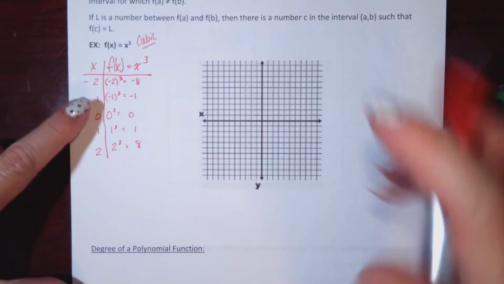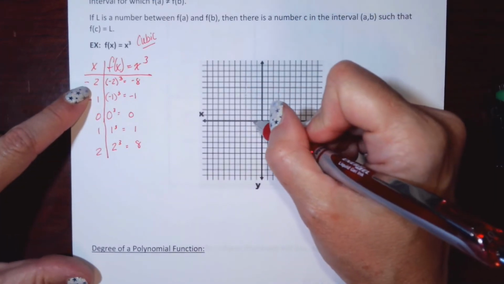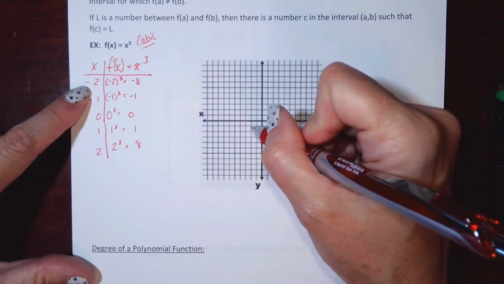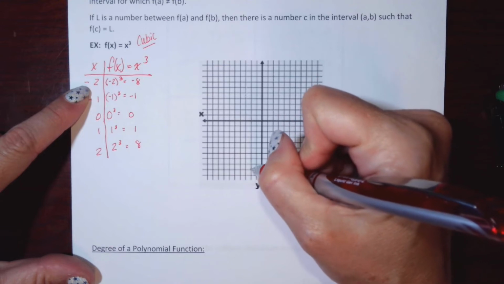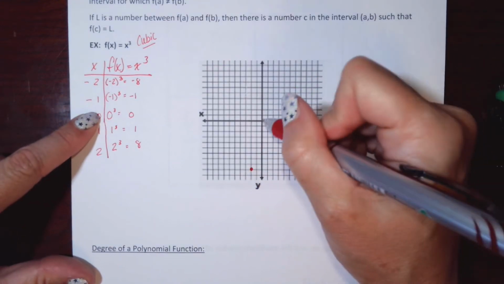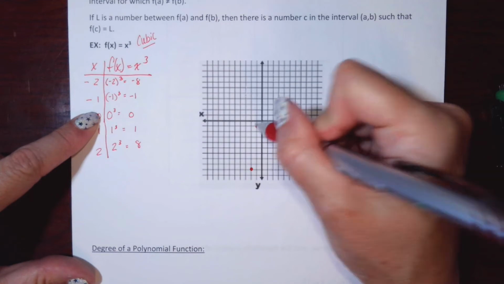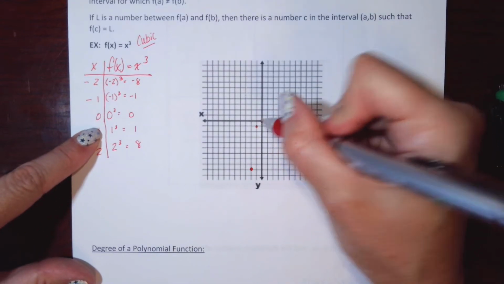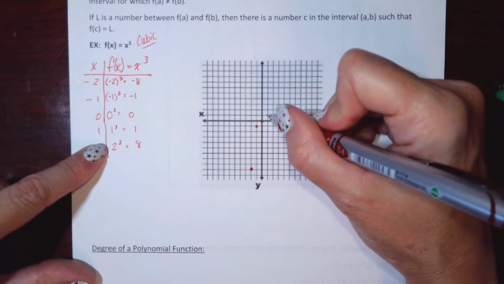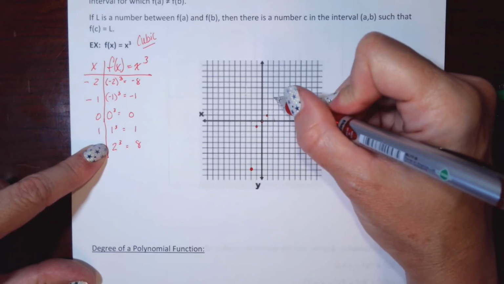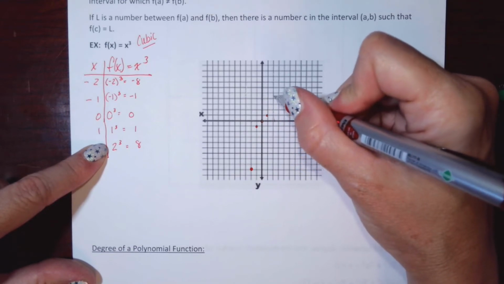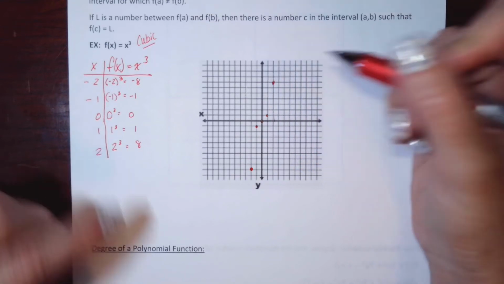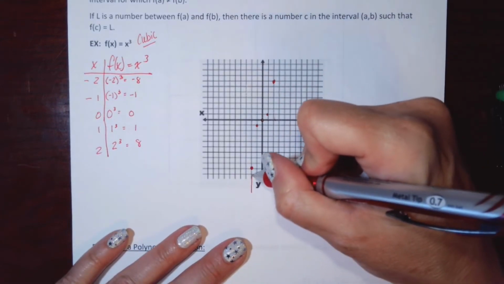Let's graph our cubic function. So where x is -2, y is -8. So that's 5, 6, 7, -8 right there. Where x is -1, y is -1. Where x is 0, y is 0. There's my turning point. 1, 1, and then 2, +8. 1, 2, 3, 4, 5, 6, 7, +8. So here's my parent cubic function.